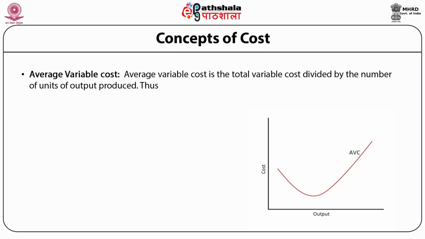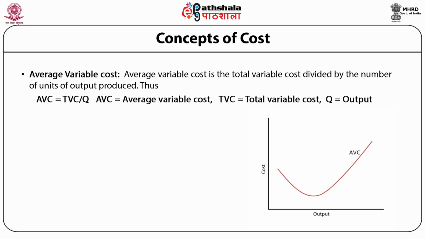Average variable cost. Average variable cost is the total variable cost divided by the number of units of output produced. Thus, AVC is equal to TVC divided by Q. AVC means average variable cost, TVC means total variable cost, and Q means output.